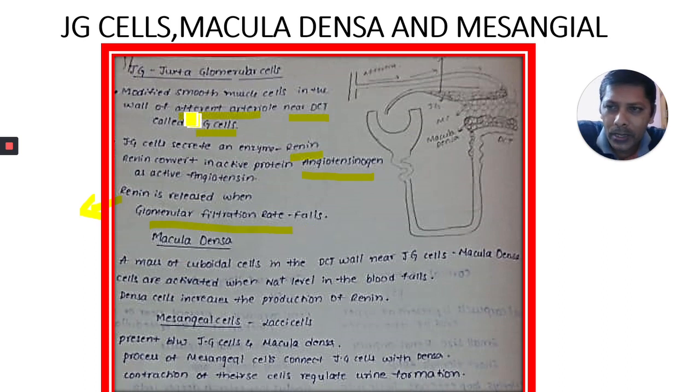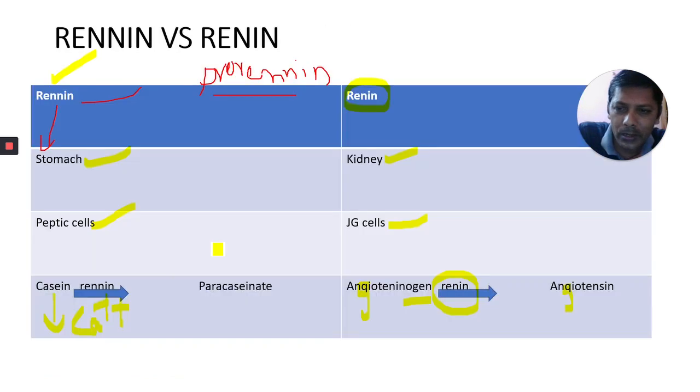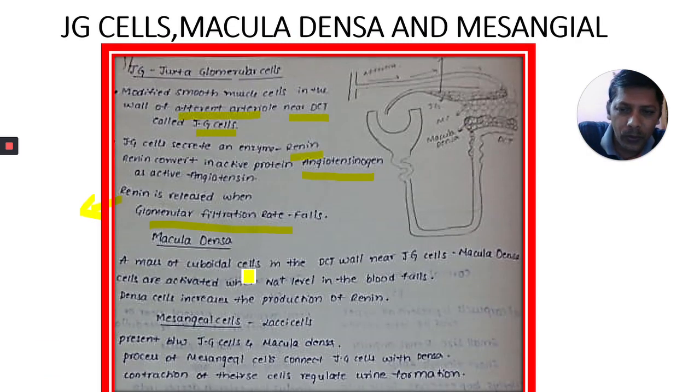Next, come to the macula densa. We completed JG cells. Macula densa is a mass of cuboidal cells in the DCT wall near the JG cells. You have already seen this. These cells are activated when Na plus levels in the blood fall. These macula densa cells increase the production of renin. That is an important one.